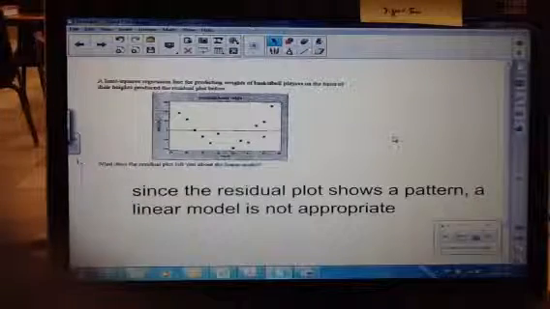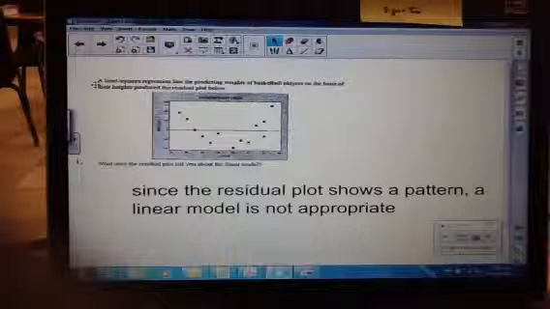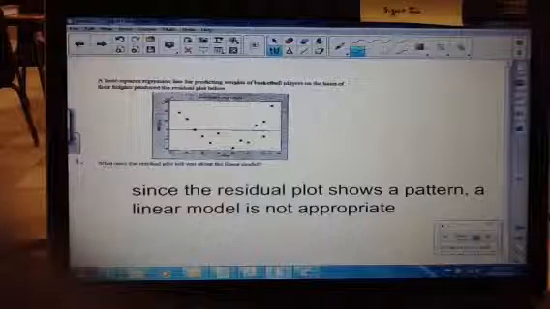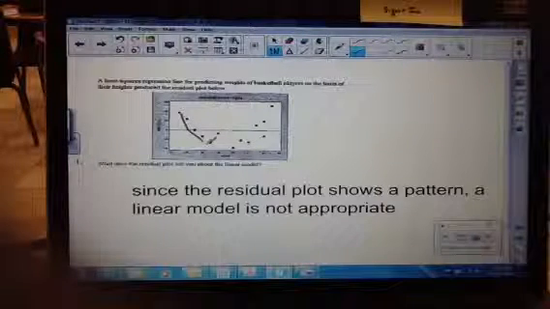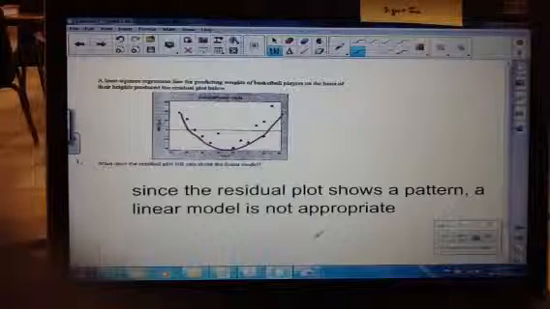For this one, since the residual plot shows a pattern, you can see there's some kind of a curved pattern to it, then a linear model is just not appropriate.